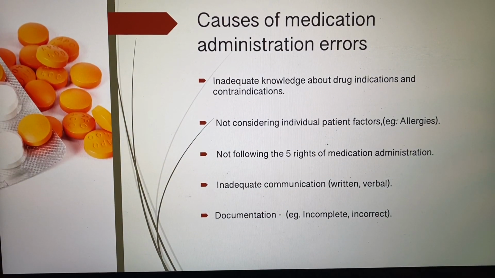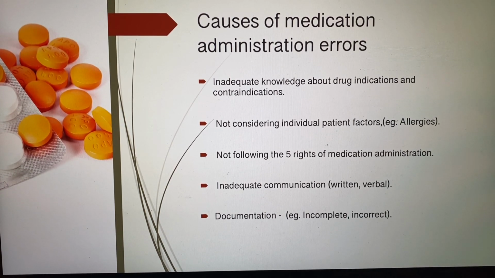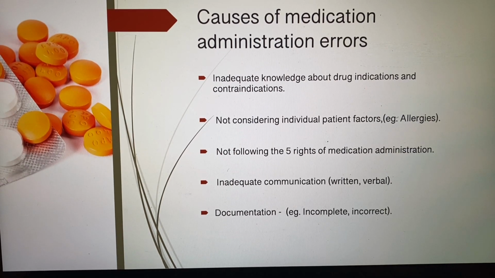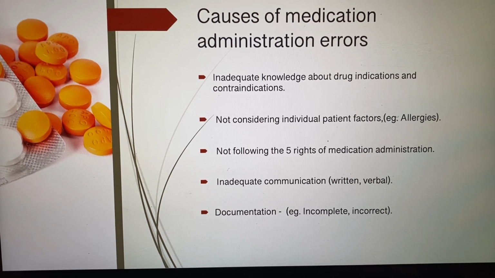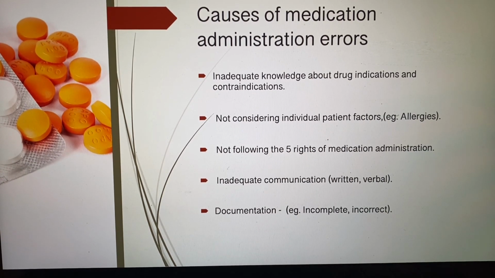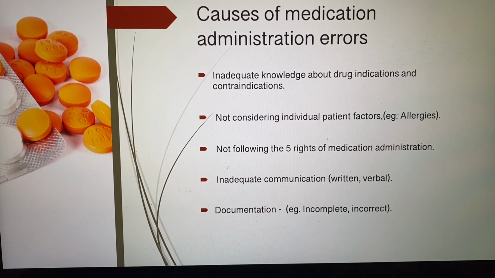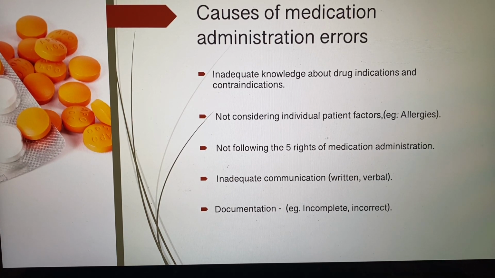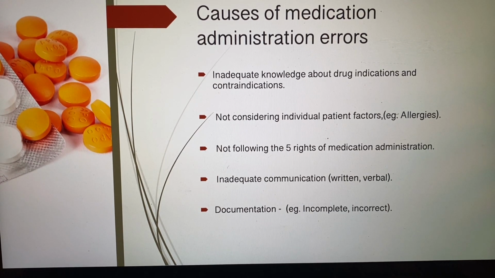There are several causes of medication errors, and these include inadequate knowledge about drug indications and contraindications. People administering medications need to make sure they know the indication, contraindication, and therapeutic effects of the drug. Not considering individual patients' factors, for example allergies. Not asking if the patient is allergic to a particular drug or not can lead to giving the patient the wrong medication and as a result developing an allergic reaction. Not following the rights of medication administration.